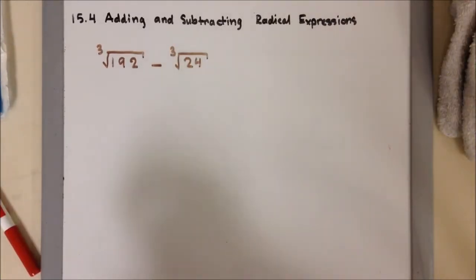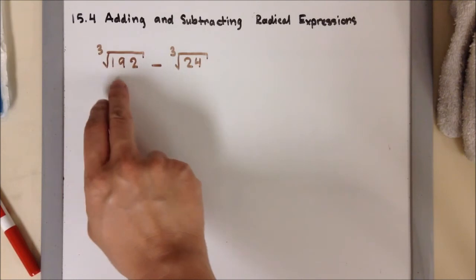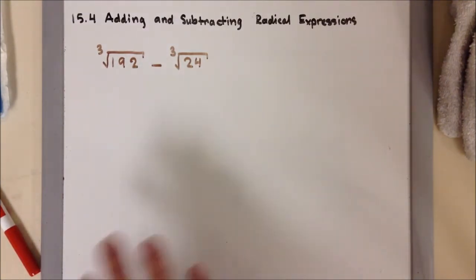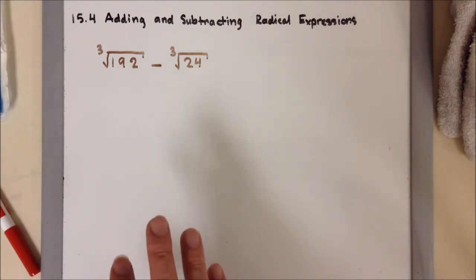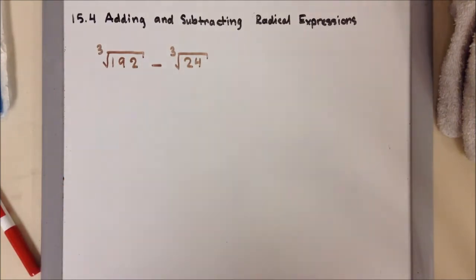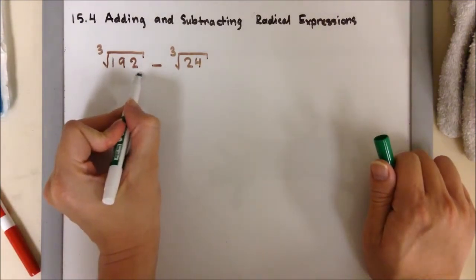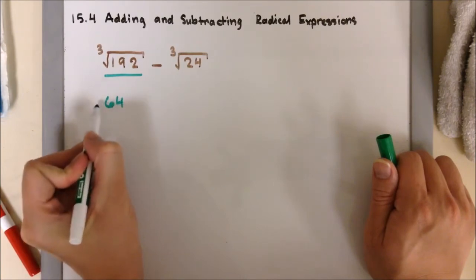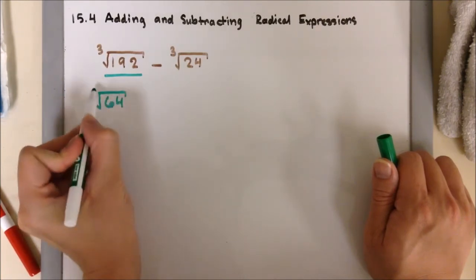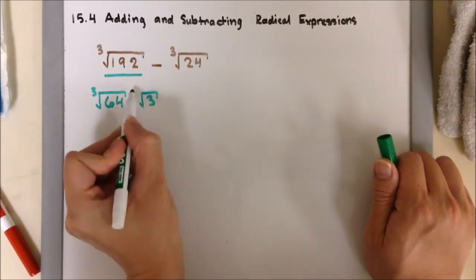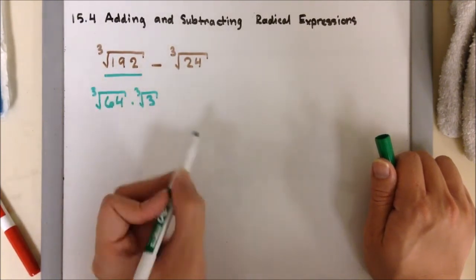In this example, we have the third root of 192 minus the third root of 24. So they're not in the simplest form, meaning that maybe we can break it down into factors where each of them has a perfect cube number. So let's take a look at the first one. The third root or the cube root of 192, you can break it down into the cube root of 64 times the cube root of 3, because 64 times 3 will equal 192.